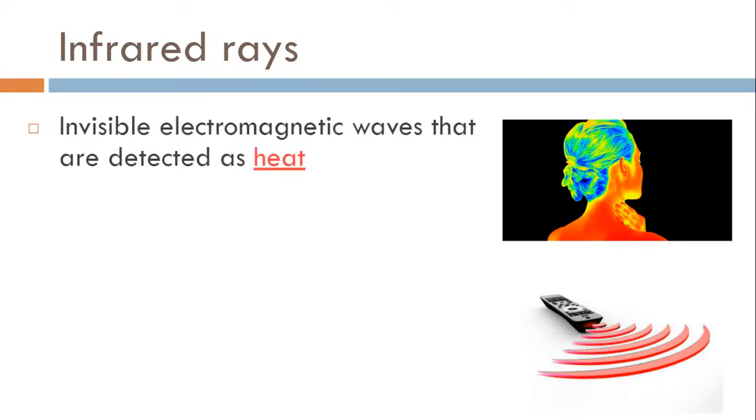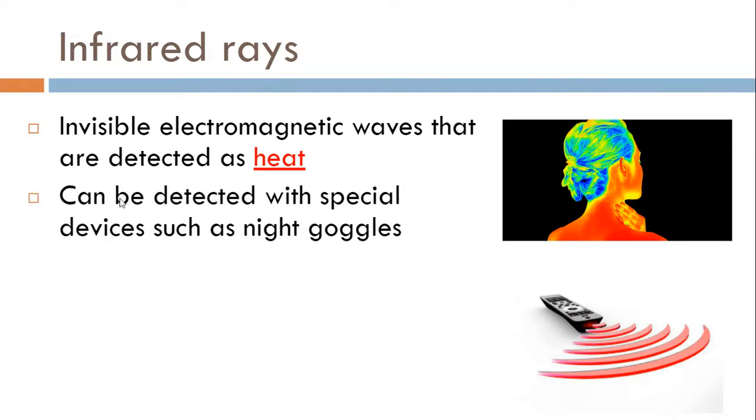Next we have infrared waves. Infrared waves are invisible electromagnetic waves that are detected as heat. They can be detected with special devices such as night goggles. Here on the picture on the right, that's a picture using a night vision filter on a camera. You can see that part of this woman's back is red while her hair is lighter in color. That red color tells me that more heat is coming off her back and her body than for her hair. So her hair is a cooler temperature than her back is.